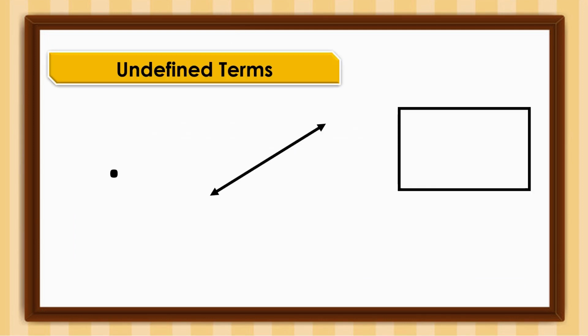So undefined terms in geometry. We have 3 undefined terms. The first one is point, the second one is a line, and the third one is a plane.